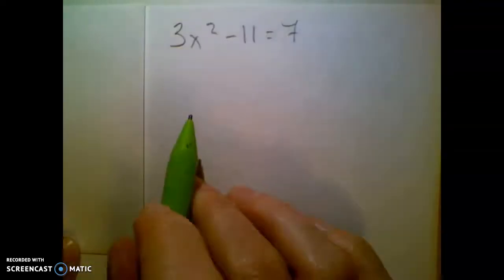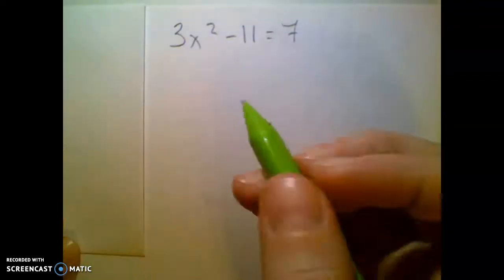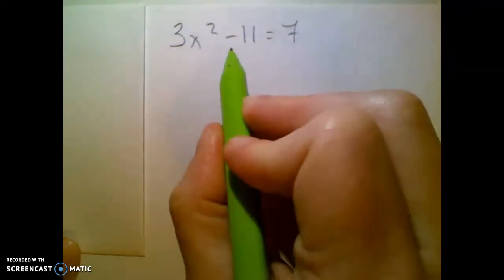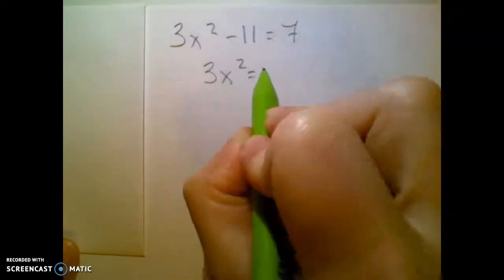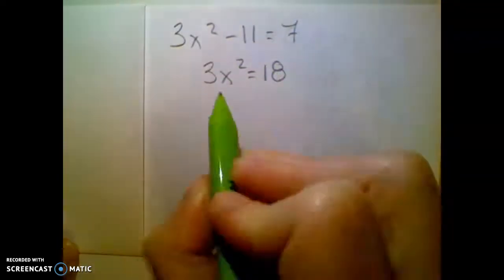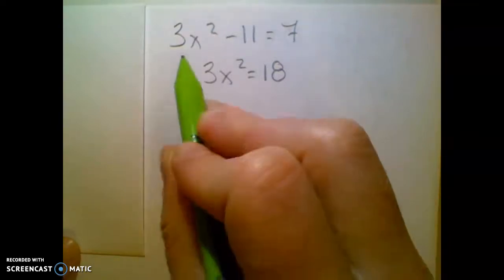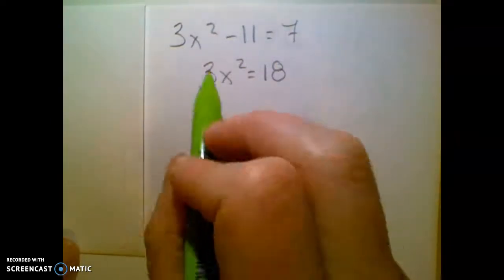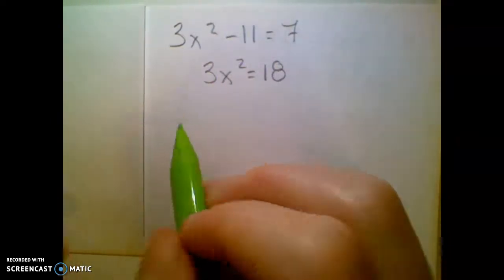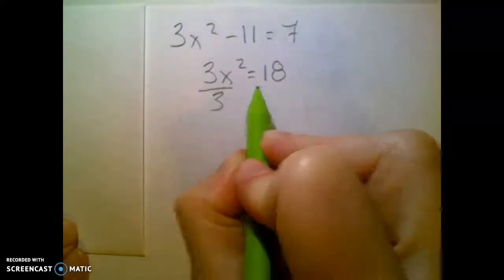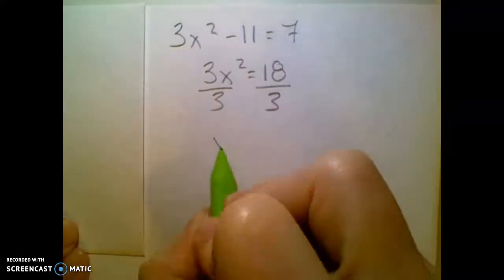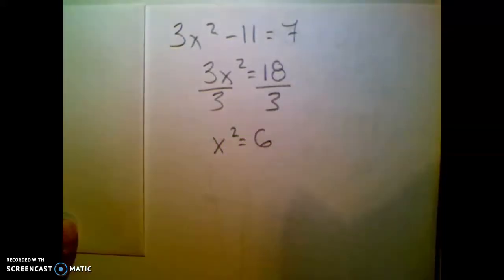All right, so on to more complicated problems. Again, isolate the x squared. So I'm going to add this 11 over. So I'm going to end up with 3x squared equals 18. I have to have x squared isolated. Do not square root here. Firstly, because 3 does not have a perfect square root. But secondly, it doesn't work out. So you've got to move this guy over. So divide by 3, divide by 3. You're going to get x squared equals 6.